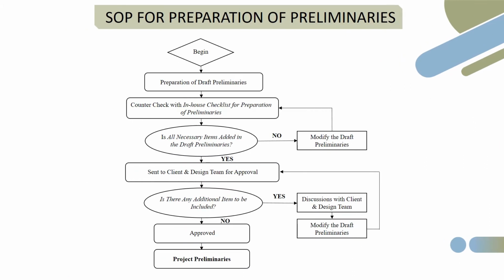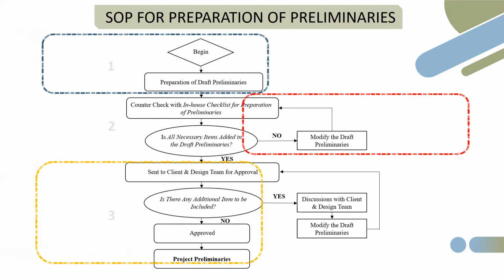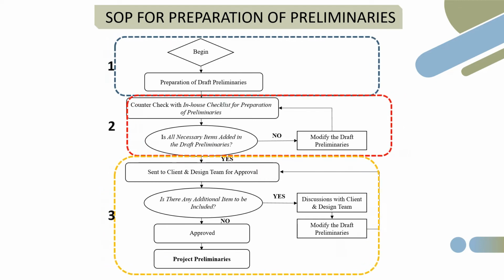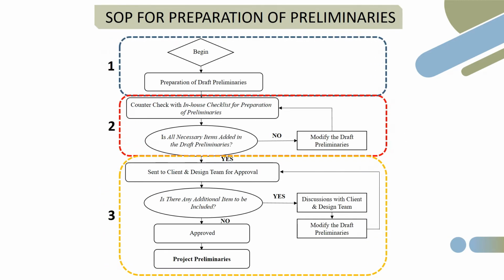The objective of having SOP is to ensure the final preliminaries comply with the project requirement. As we know, SOP is a procedure to specify a set of step-by-step instructions for the preparation of work. Therefore, having a SOP could avoid any items of preliminaries being overlooked. The SOP for preparation of preliminaries can be separated into three parts.